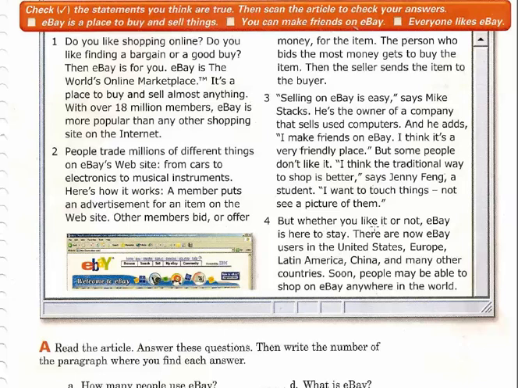But whether you like it or not, eBay is here to stay. There are now eBay users in the United States, Europe, Latin America, China, and many other countries. Soon people may be able to shop on eBay anywhere in the world.